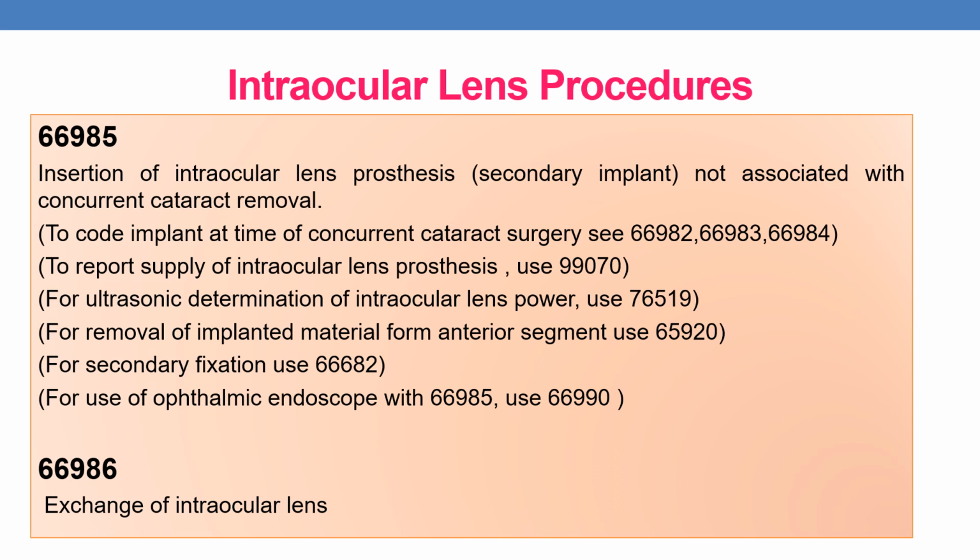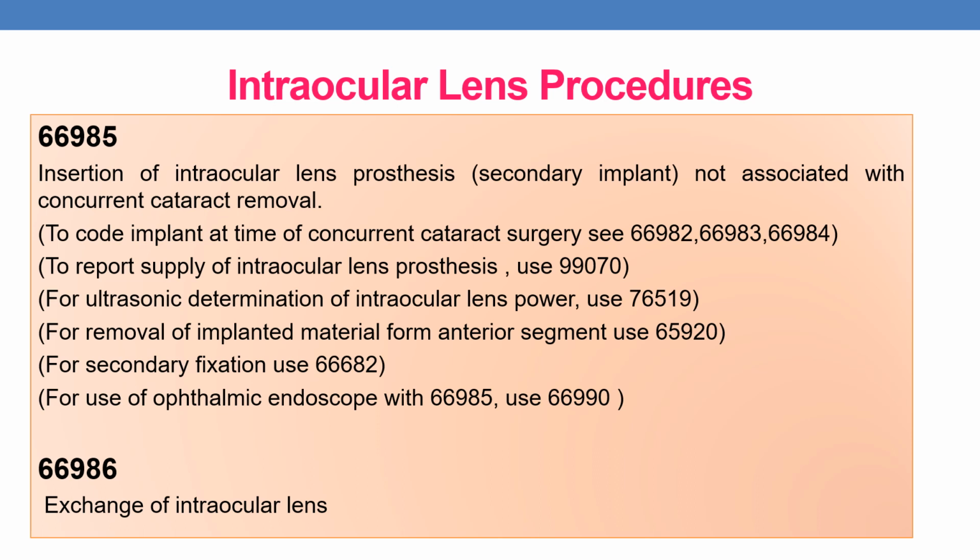The next CPT is 66985. Insertion of intraocular lens prosthesis, secondary implant not associated with concurrent cataract removal. Previously, they were all associated with concurrent cataract removal. Simply insertion of intraocular lens prosthesis not associated with concurrent cataract removal. The CPT is 66985. And to code implant at the time of concurrent cataract surgery, you need to refer to 66982, 66983 and 66984. And to report supply of intraocular lens prosthesis, you need to use 99070.